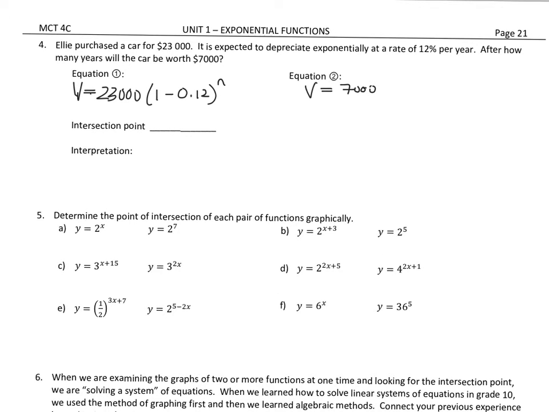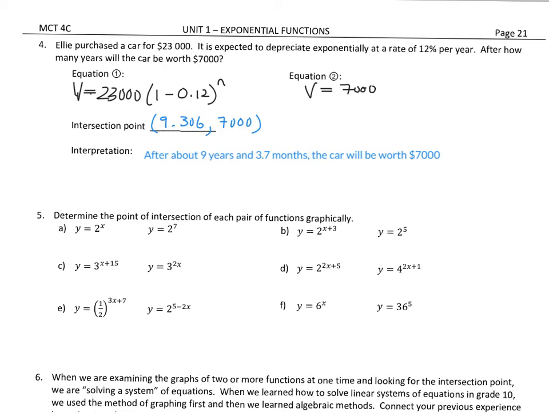Okay, so I can put these into Desmos and find my intersection point and then interpret that. Okay, my intersection point on this one was 9.306, again, as long as I didn't enter anything incorrectly, comma 7,000. So what that means is that 9.3 years down the road, the car will be worth about $7,000. Not too shabby.